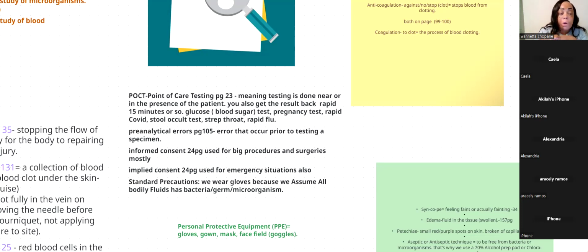So just be mindful. You may ask, what do we need to know about this word? Just know what it means. It means an error that has been made way before the sample gets to the lab.